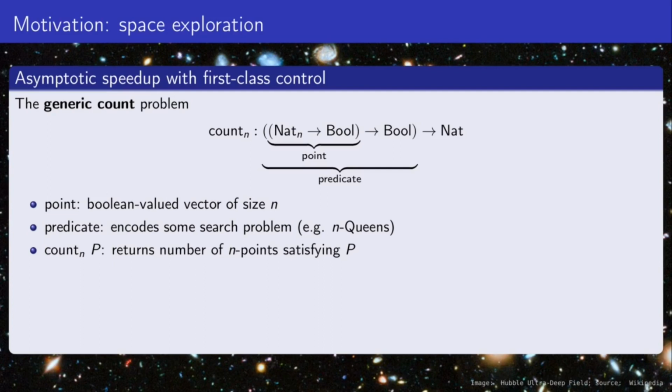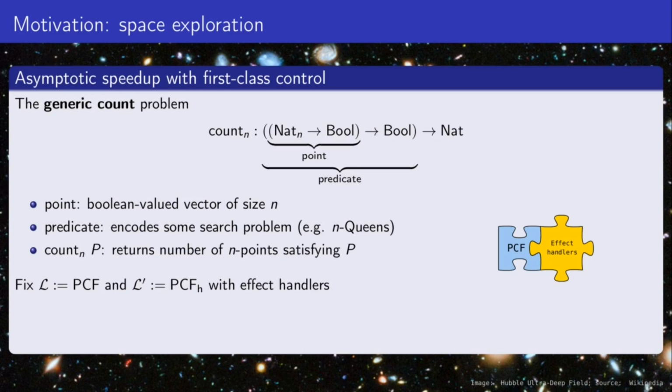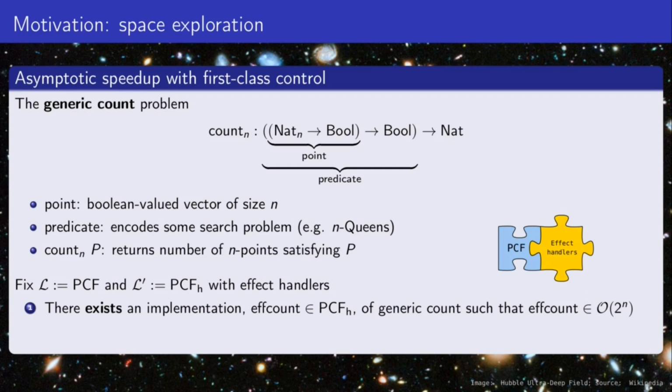We fix our base language to be simply typed PCF and extend it with effect handlers. Our concrete choice of control operator is not essential. Any first-class control operator will do. However, effect handlers do provide a particularly structured form of delimited control, which makes them convenient for the purpose of this work. Then we first show that there exists an implementation of the generic count in PCF with effect handlers, whose asymptotic worst-case runtime behavior is 2 to the n.